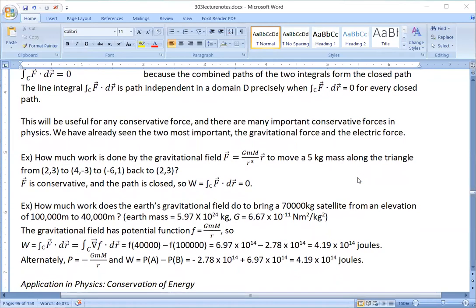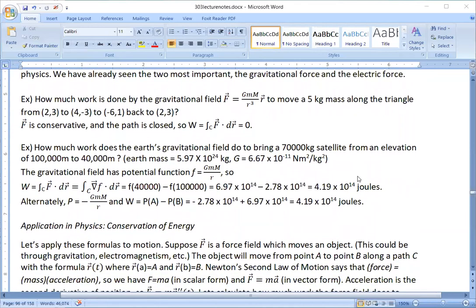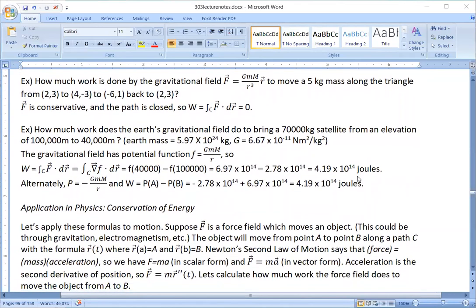So the last thing I want to show you is an application from conservation of energy. So let's take everything that we've been talking about, FTLI and all that, and let's apply this to motion. Suppose F is a force field which moves an object. I'm saying any force field, so it could be gravitation, electromagnetism, whatever, just some force field. So in our scenario, we're going to say it's going to move from point A to point B along a path C, which has the formula r of t. And then our starting and ending values for t are little a and little b.